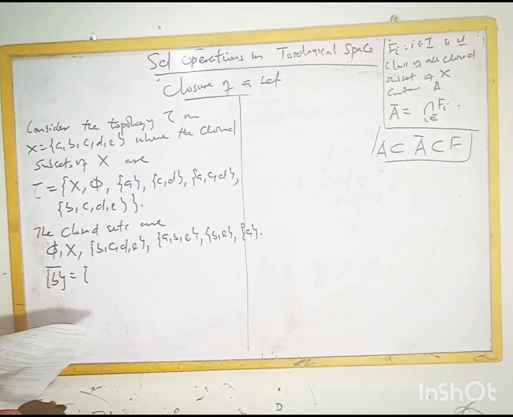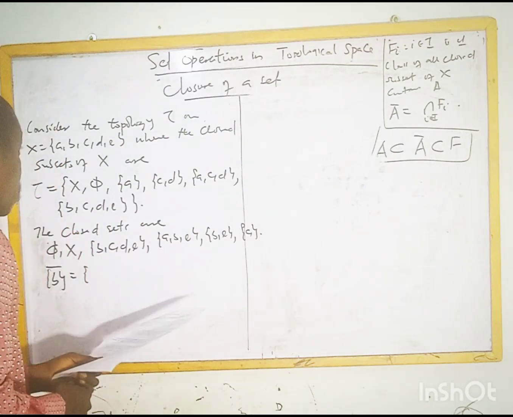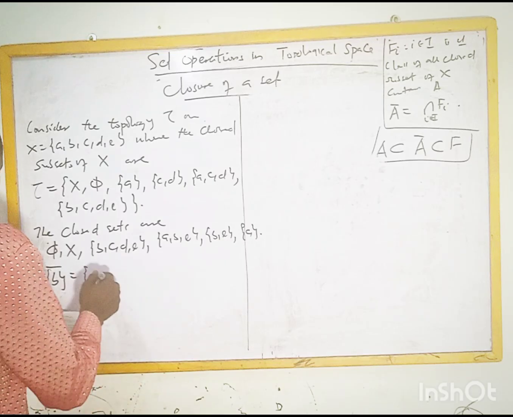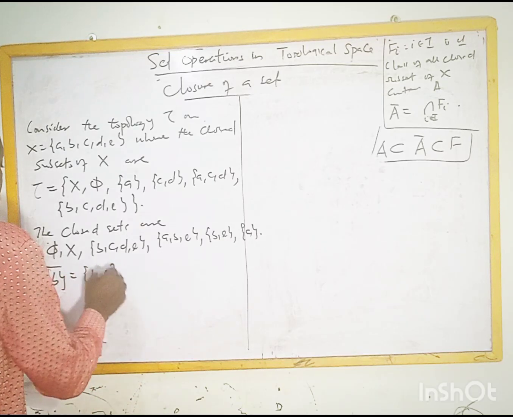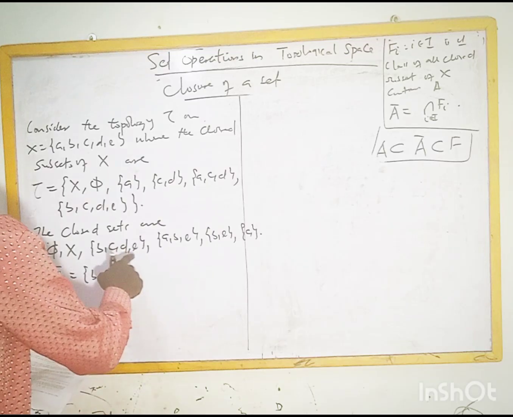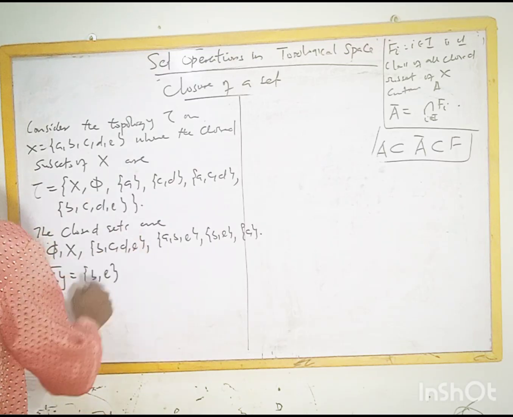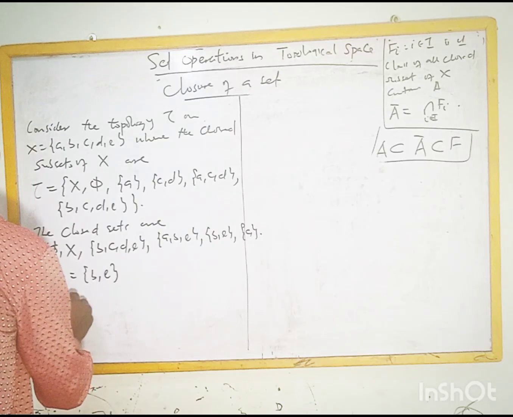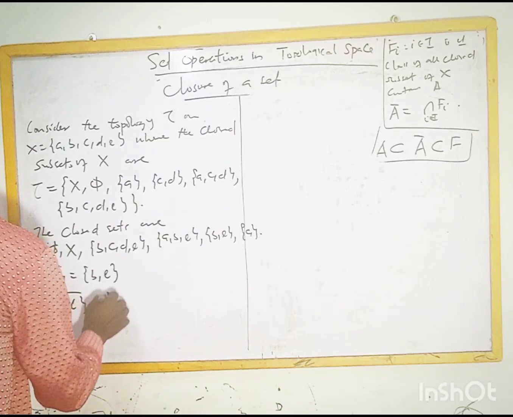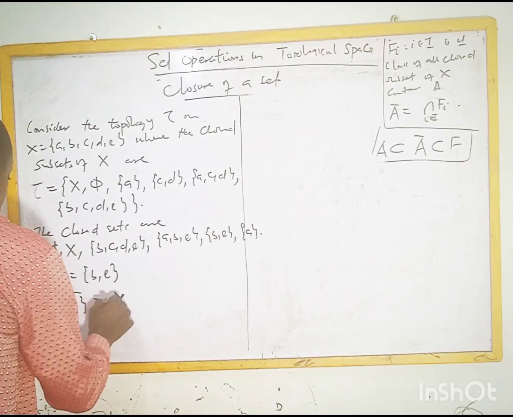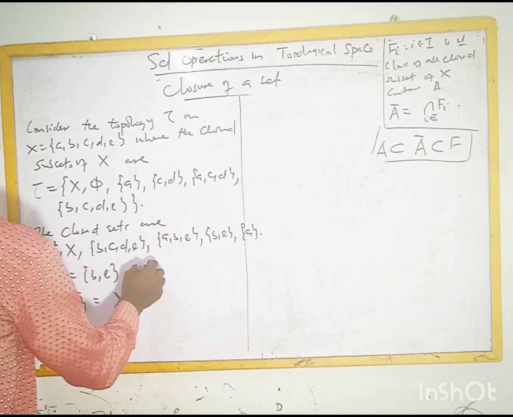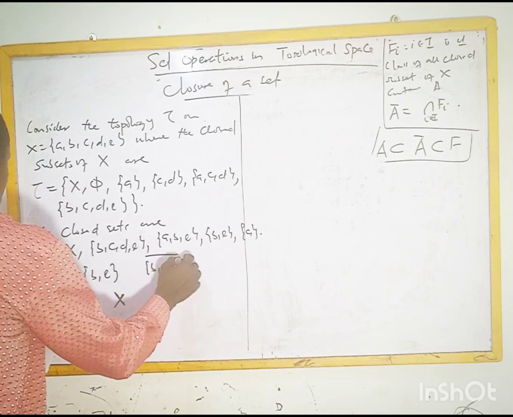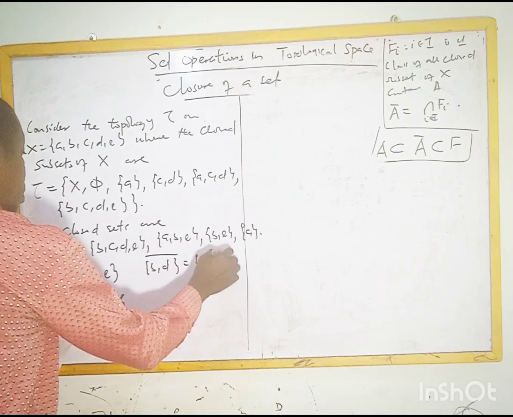Let's start with B. The closure of B will give us what? It contains B also. We have B, comma E. For the closure of A, C, we have to take the whole set X, which contains that one. For the closure of B, D, it gives us B, C, D, E.